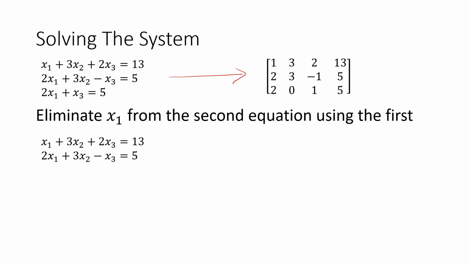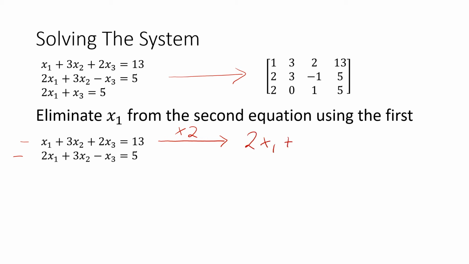So what are we going to do? To eliminate, first off, I'm going to use my first equation to get rid of the x1 in my second equation. So how do I do this? Here's my first and second equation. The easiest way to do this is to have the same coefficient in front of the x1 in both of them. So how can I do that? Let's take my first equation and multiply the entire thing by 2. What am I going to get?